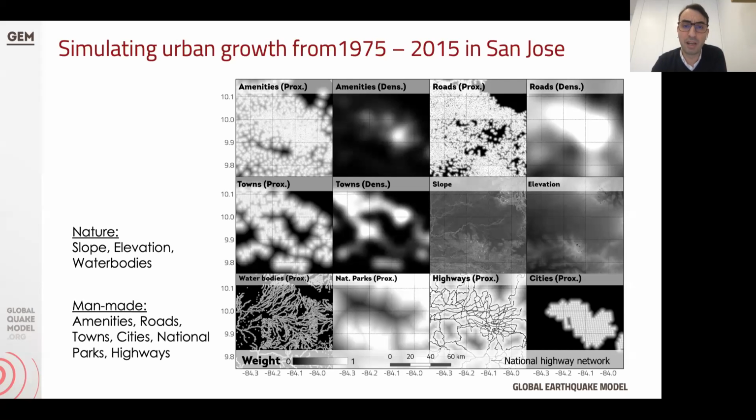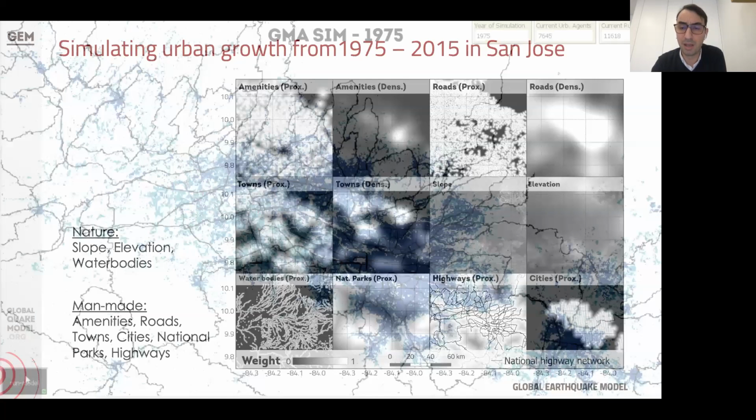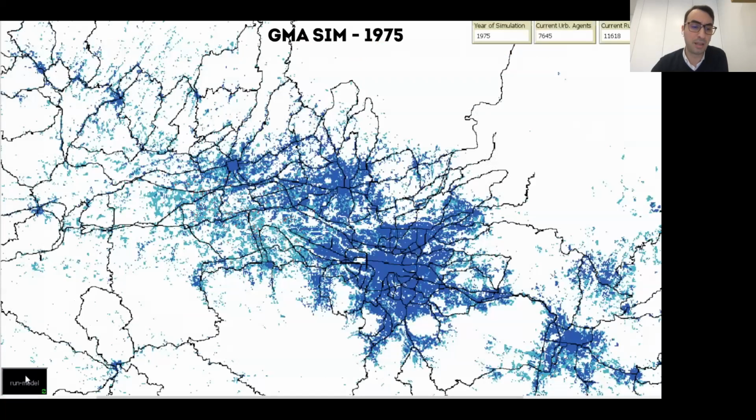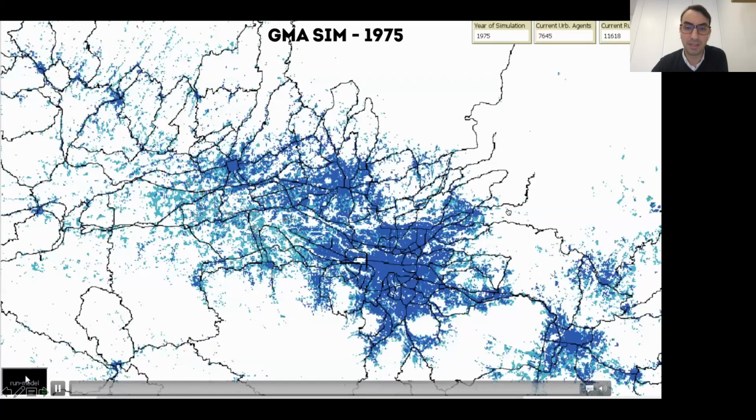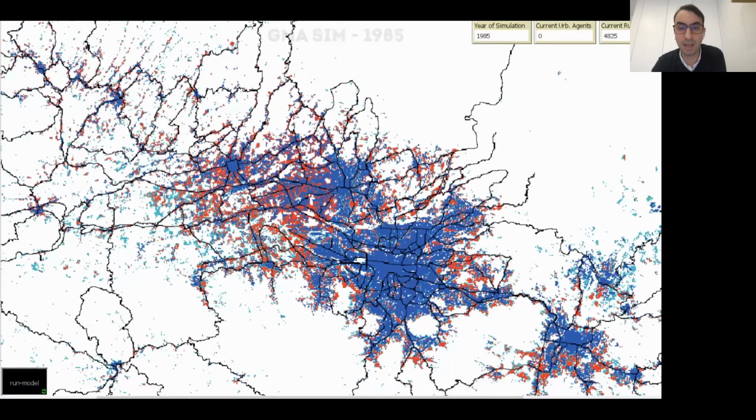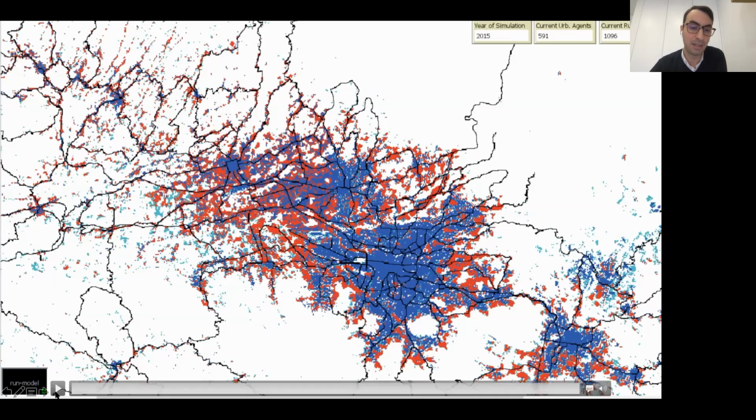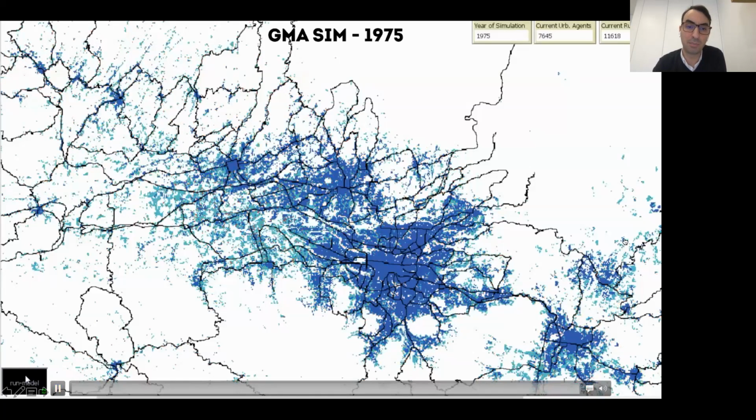So by doing that, we developed a multi-agent system model that allows us to understand how the city is evolving. Here for San Jose, the capital of Costa Rica. So what you see here is basically, we provide all the previous data sets that I showed you to this model. The model learns how the city has been expanding based on these auxiliary data sets, the man-made and the natural data sets. And then we can start doing some predictions.